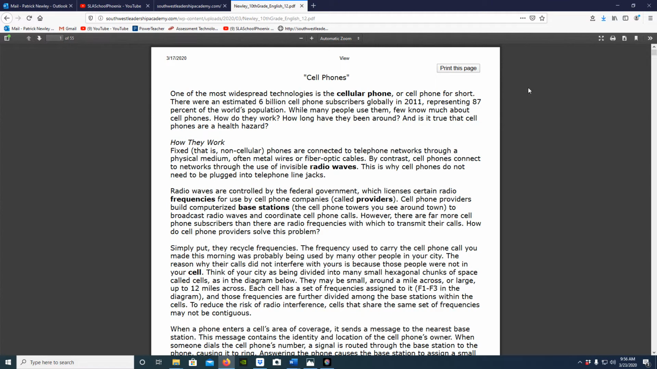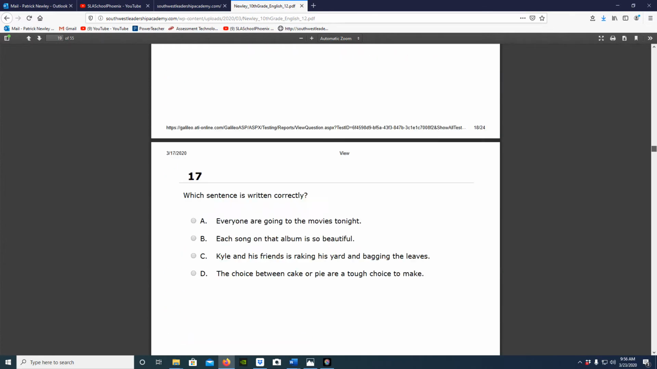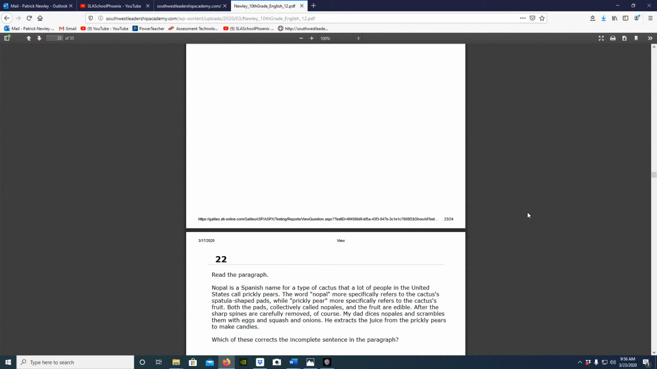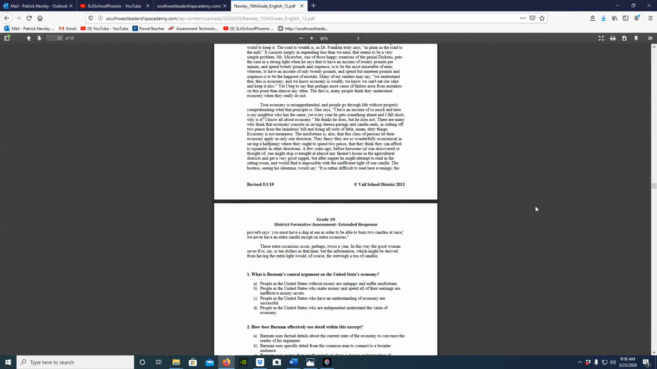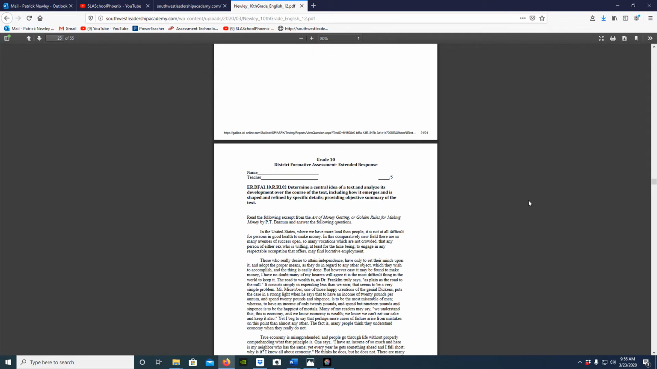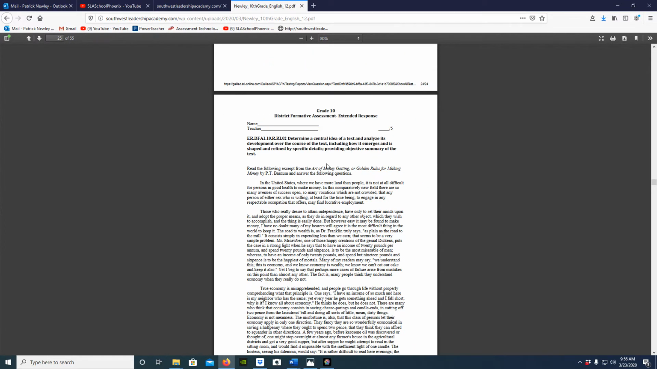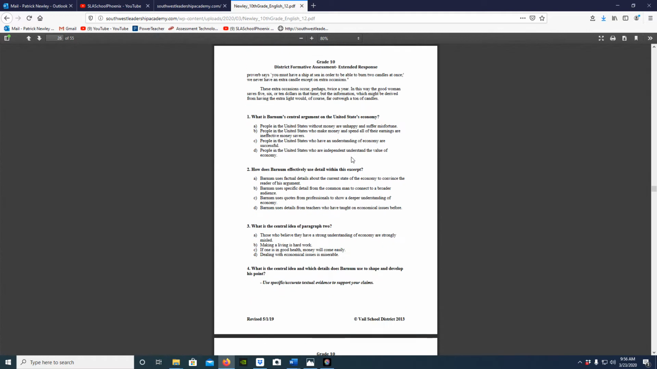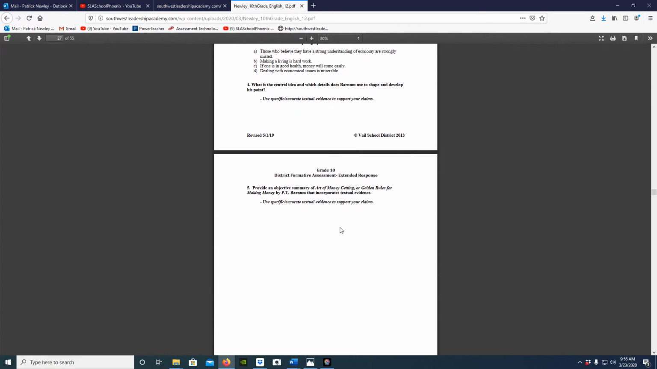So we have a standards-based assignment called Cell Phones. You guys have done similar ones to these before. Once we get down here, let me shrink the screen a little bit. There we go. And then I also have your formative for this week, right? Or last week, I should say. So you're going to read, answer the questions, and do a summary.